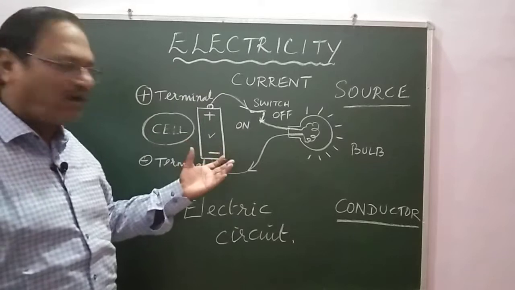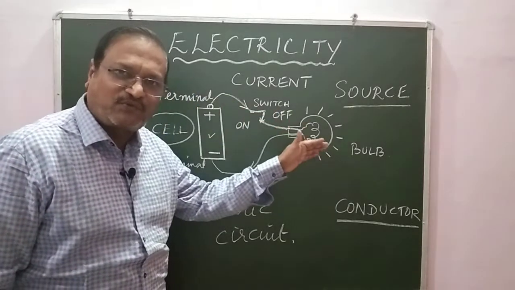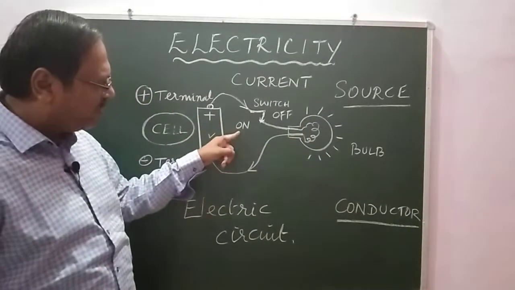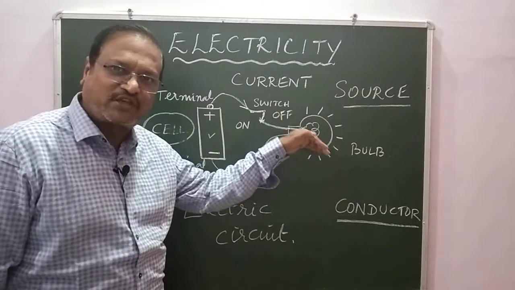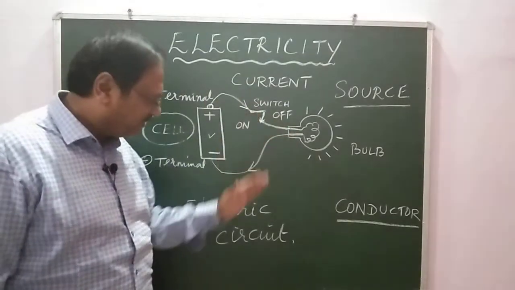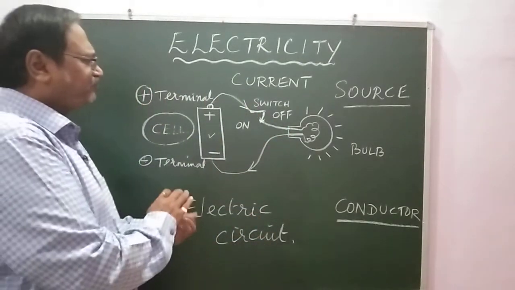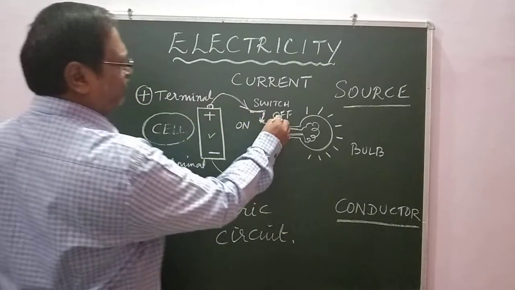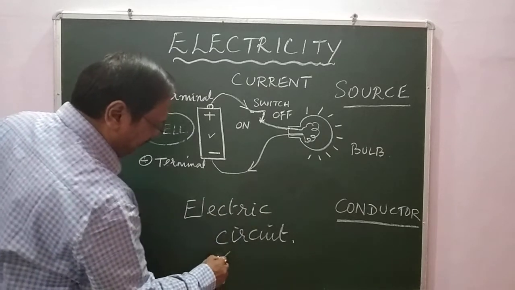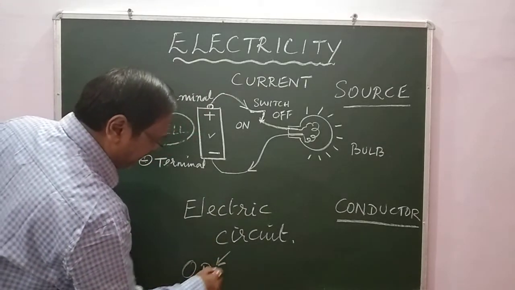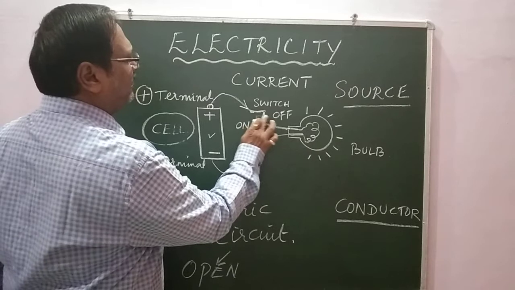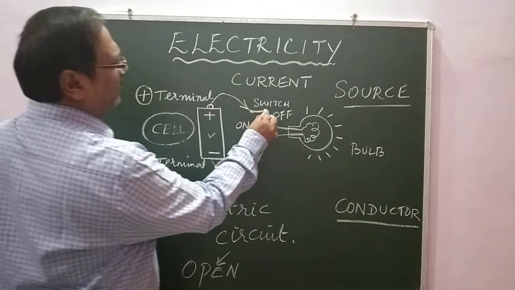When the switch is off, electricity does not flow, or current does not flow. When the switch is on, then the current flows through the electric circuit. Now, if the switch is off, then the circuit is said to be an open circuit. What do you call this? Open circuit. It's open. You see, I have opened it. Now, how will the current flow? Current will come till here.